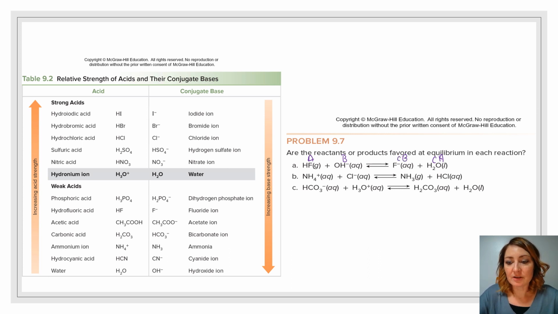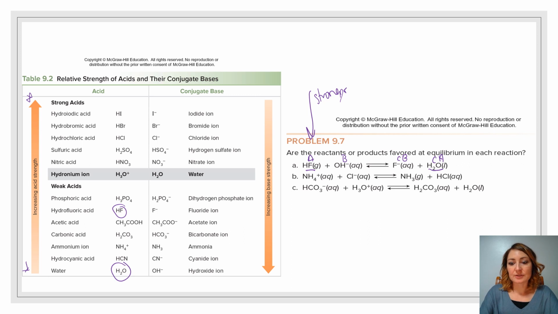So I want to hone in on my two acids, my conjugate acid and my acid. And I'm going to look to my chart. I'm going to determine, strongest being at the top, weakest being at the bottom, whether hydrofluoric acid or water is the stronger acid. So in this case, here's hydrofluoric acid and here's water. So hydrofluoric acid is the stronger acid. Okay, that tells me that water is a weaker acid. That means that equilibrium is going to lie on the product side because it lies on the side of the weaker acid.